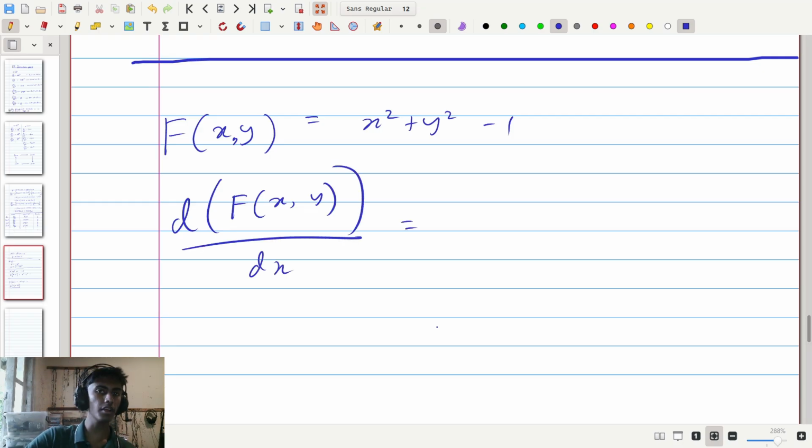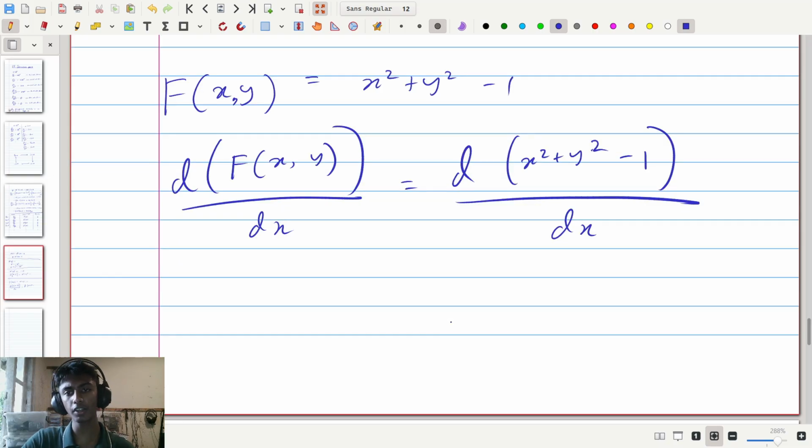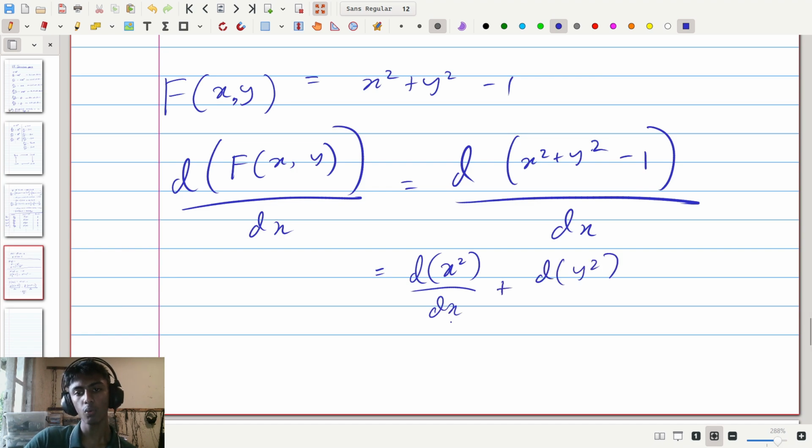Over here, the derivative of the left side is the derivative of the right side. So this is the derivative of x squared plus y squared minus 1 with respect to x. Since we have a sum of different functions here, we have x squared, here we have y squared, and here we have minus 1, we can break this into the sum of each of their derivatives. So here what we can do is break this into d x squared by dx plus d y squared by dx, actually we'll put it as plus d negative 1 by dx. So here this is what we're expected to find.